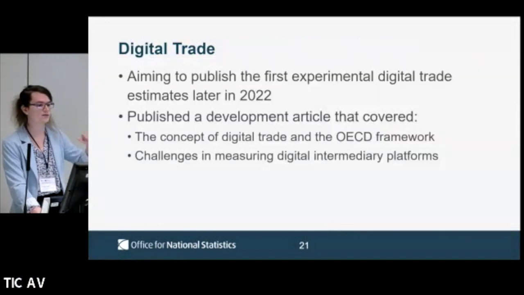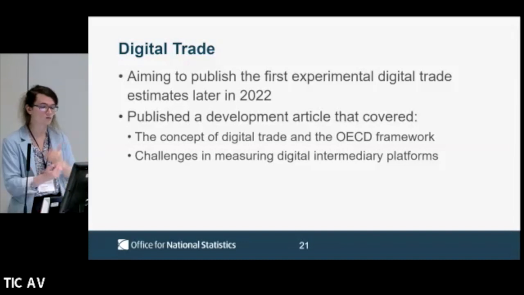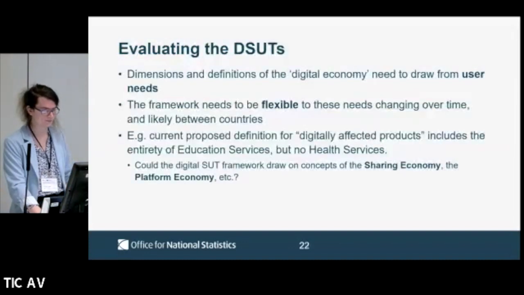And the final thing that I want to mention on the work that we're doing is around digital trade. Again, we put out an article about 2 to 3 weeks ago, just detailing some of the key start to the research we've been doing in this area, having a particular focus on digital intermediary platforms. Trade associated with those is going to be one of the areas of challenge, but one that we want to give particular focus to as a result. But we are also going to be looking to produce estimates of digital trade that will be consistent with this framework later in 2022.